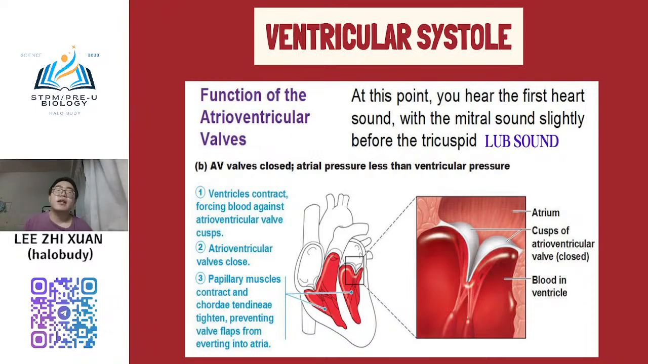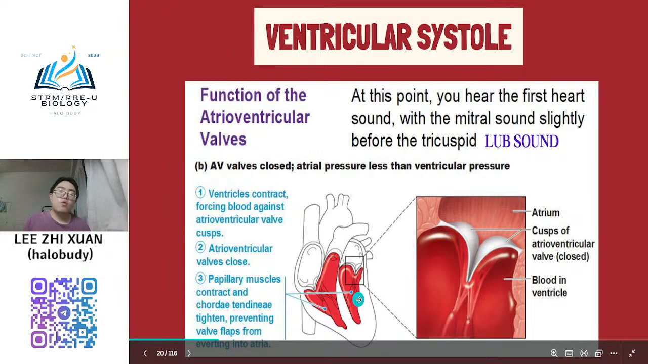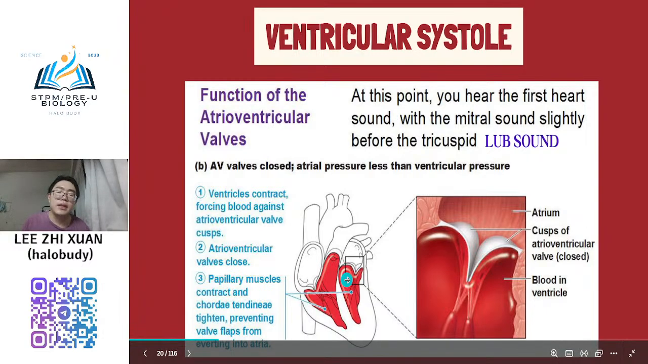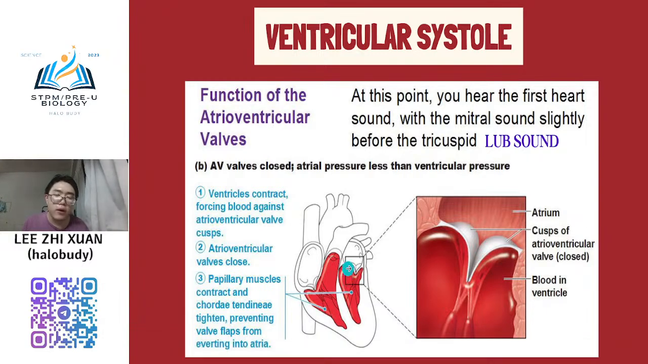And then the next phase is ventricular systole, meaning that it is the time when the ventricle contracts. Once the blood from the atria enters the ventricle and the ventricle is already full, then your AV valve will be closed. AV valve will be closed now. And at the same time, your atrial pressure starts to decrease, and then the atrial volume increases. All of these things happen at the same time.